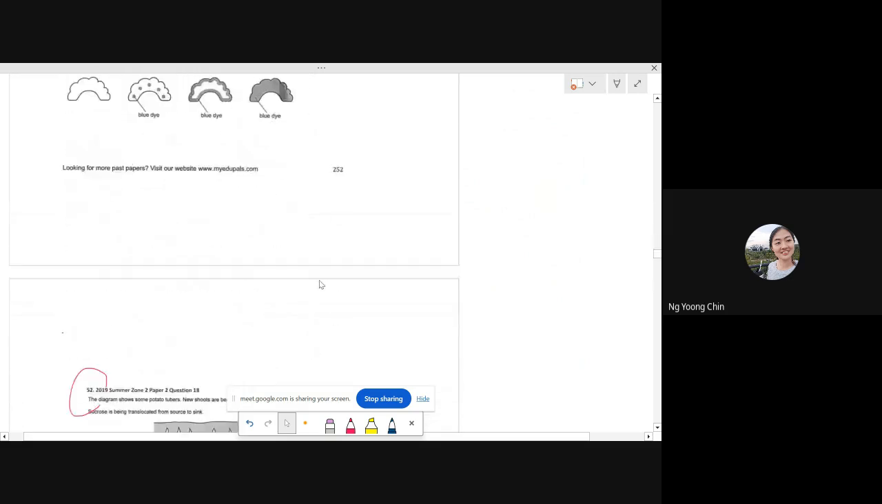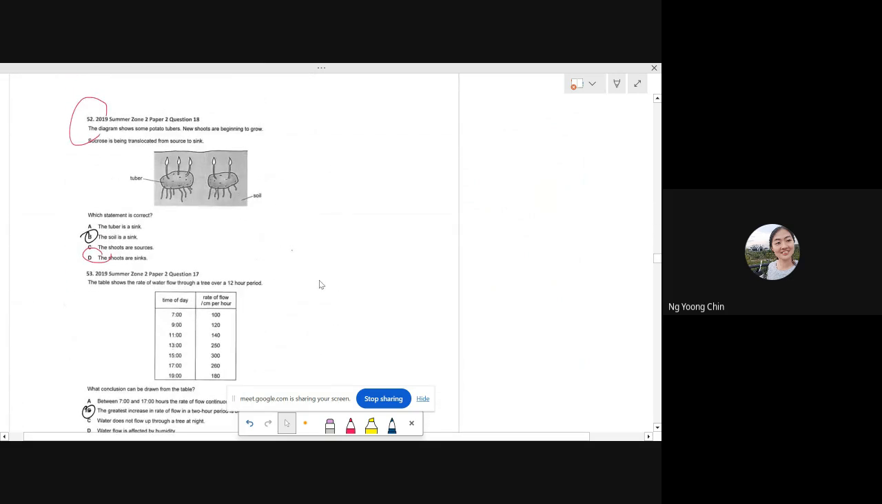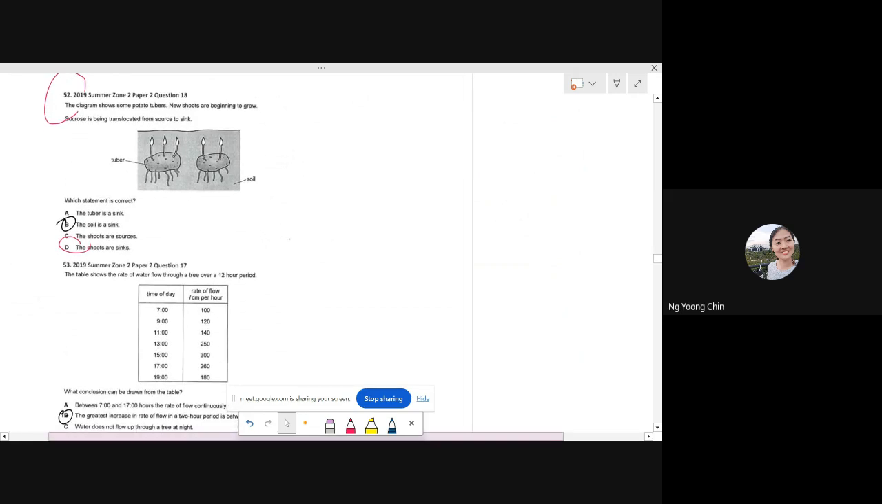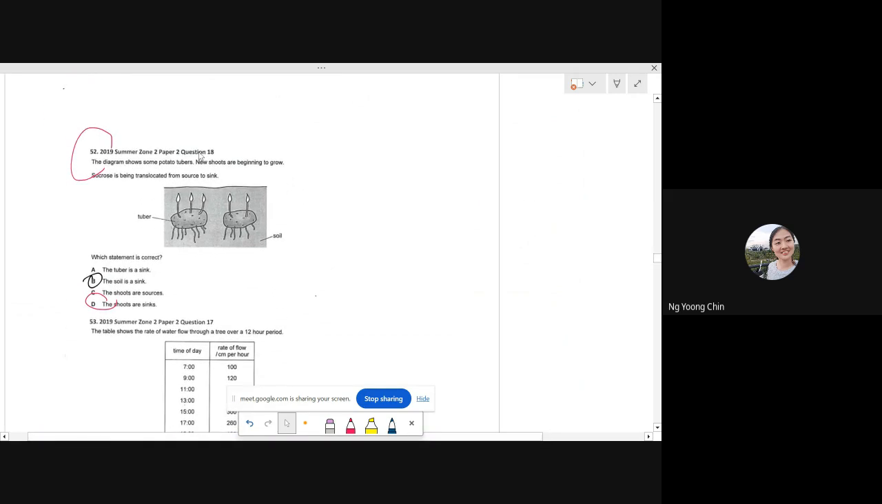Okay, going down. Yeah, for this one, what happened is, this shows the potato tuber, right? This is the potato tubers. And then this is a shoot, the actively growing shoot. Actually, this is showing a germinating potato tuber. You can see the shoot already growing out.